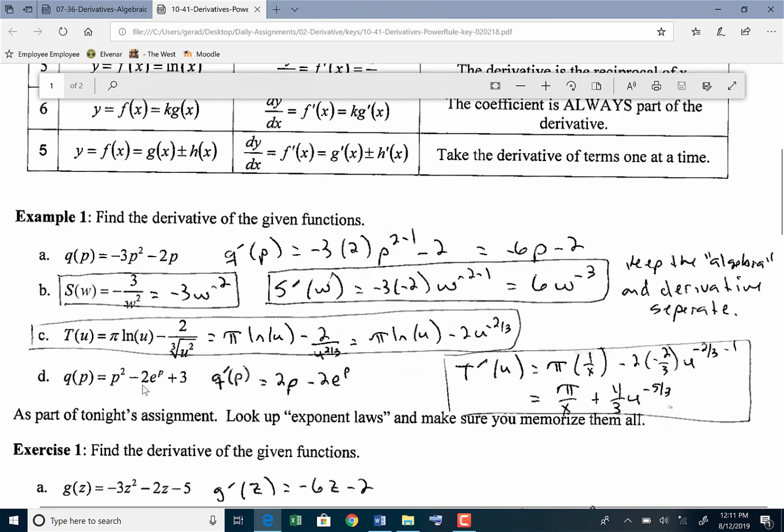And then the final example, another polynomial. So we've got 3 terms here. So we'll take the derivative of p squared. That's the power rule. 2 comes in front. The exponent 2 minus 1, that's something I did in my head. And then we've got minus 2 times e to the p. So the minus 2 is the coefficient. It's there. The derivative of e to a power is e to the power. We'll learn special rules when it's a more complicated exponent. And the plus 3 is a constant. There's no variable with it. The derivative of a constant is 0.